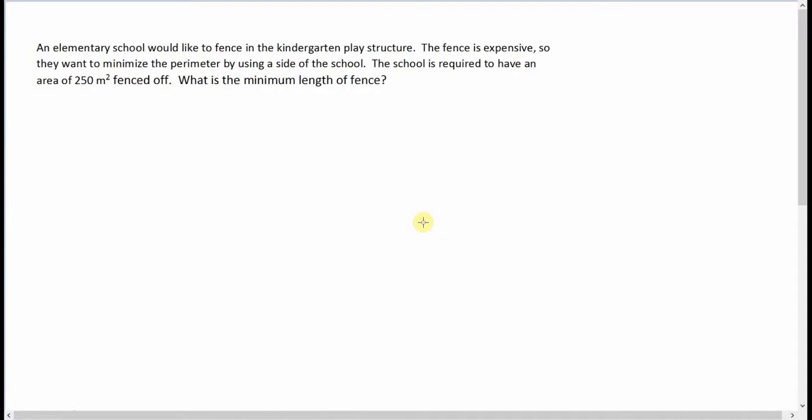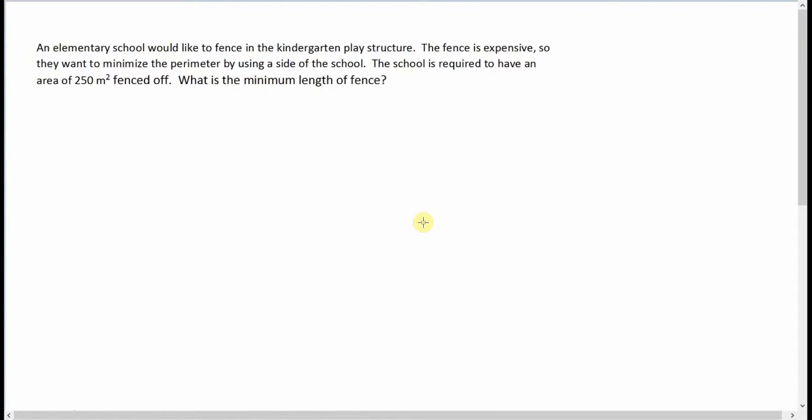We're going to do some practice with maximizing area and minimizing perimeter. An elementary school would like to fence in the kindergarten play structure. The fence is expensive, so they want to minimize the perimeter by using a side of the school. The school is required to have an area of 250 meters squared fenced off. Generally, there's a requirement that you need a certain amount of space for each student, so it's probably based on that. What is the minimum length of fence?